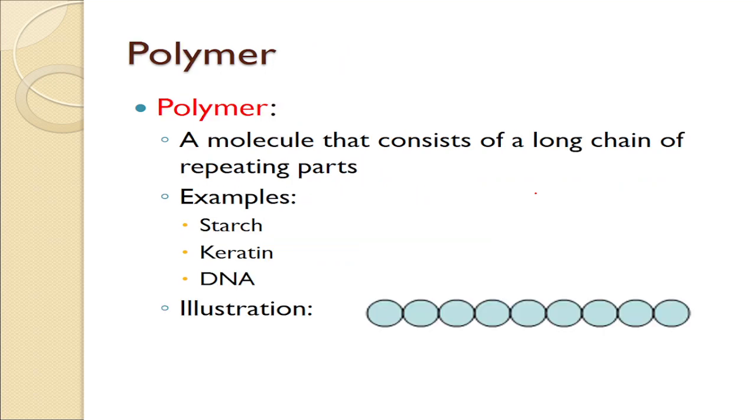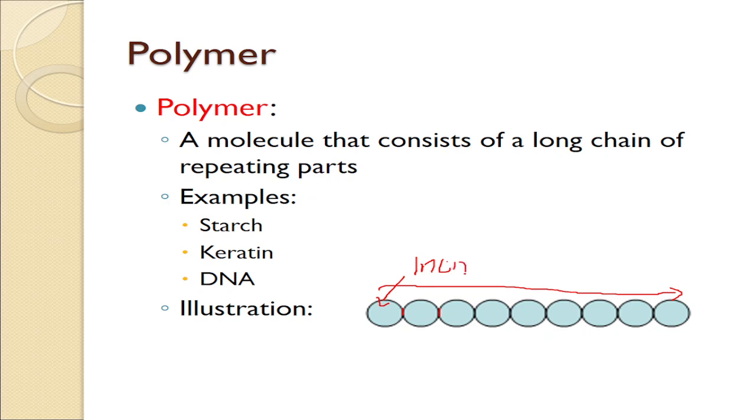So a polymer is a molecule that consists of a long chain of repeating parts. We have starch, keratin, and also DNA. So, an illustration: this is the chain. They are bonded to one another. This right here symbolizes the bond between them, because each one is a subunit and we call them monomers.